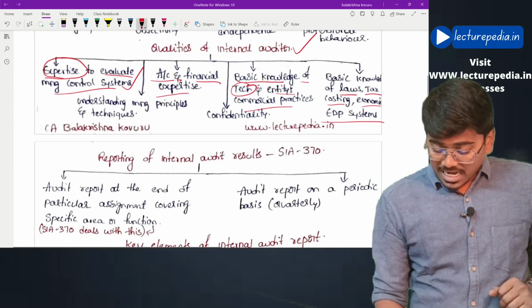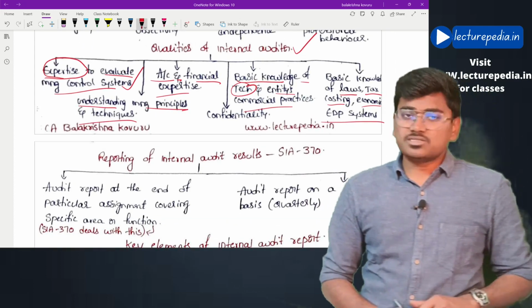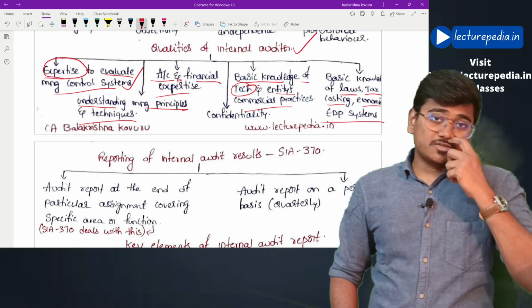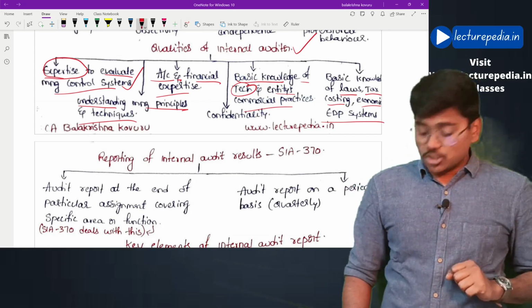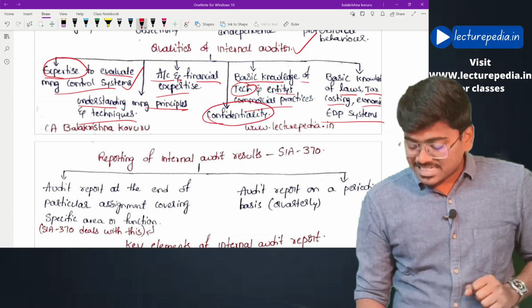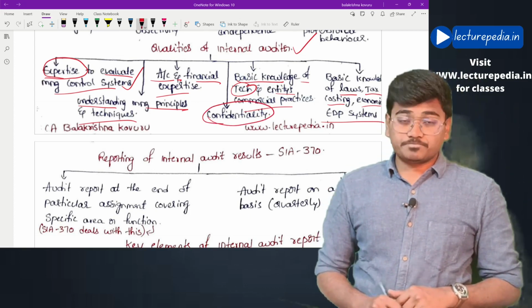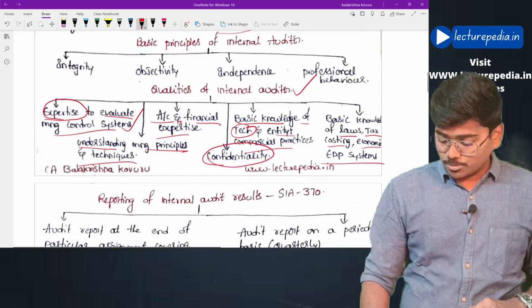Next, he should understand management principles and techniques. What are the principles of the management of the organization? He should be well aware of these principles of the organization, and he should maintain confidentiality. These are the qualities that have to be possessed by the auditor.